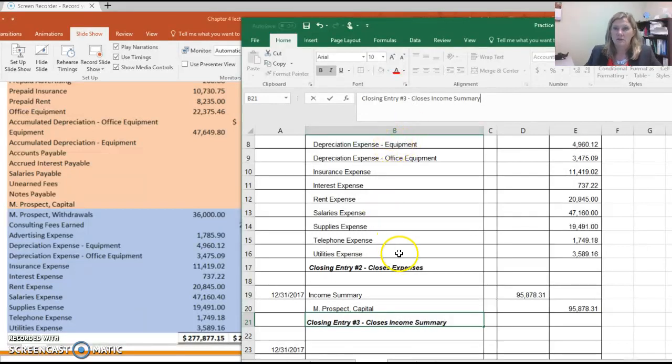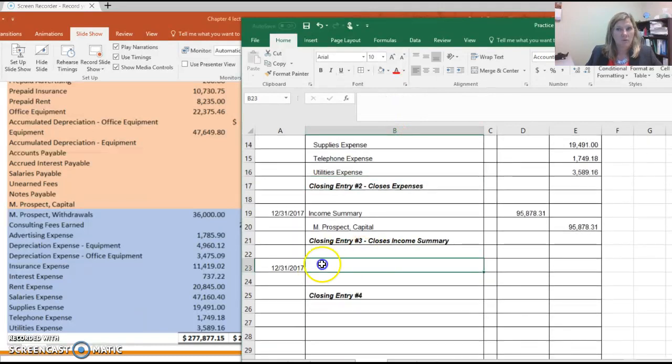And now we're ready for closing entry number 4. Closing entry number 4, remember, closes the distributions to the owners. So if we have any dividends or owners withdrawals, we now need to close that into our equity. If we look at our temporary accounts, we see that we have M Prospect withdrawals for $36,000. Well, I know I need to credit that, right, because it's a debit balance. So I'm going to debit M Prospect Capital, and that makes sense because we know that equity is decreased by owner's distributions. So this is our equity account. It's being decreased by $36,000, the amount that the owner withdrew.